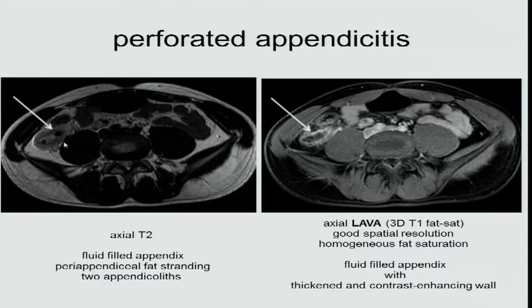We're going to talk about how diffusion-weighted imaging can help you with that. So here we have just a regular axial T2, a blind-ending vermiform structure with these two low signal round structures. So why does an appendicolith look black on MR?